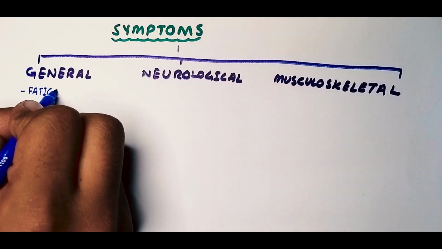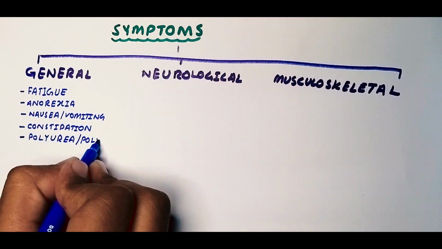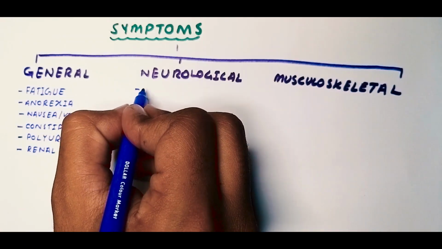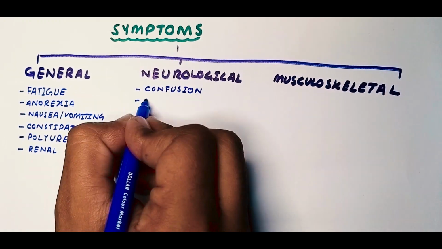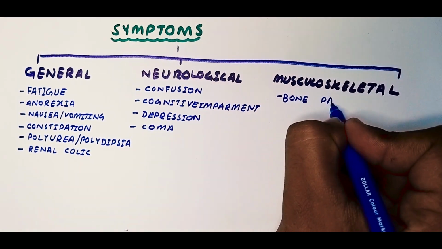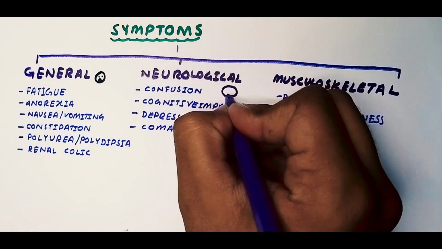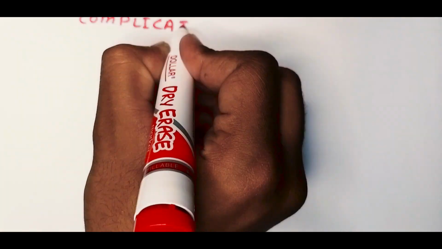The general symptoms are fatigue, anorexia, nausea and vomiting, constipation, polyuria and polydipsia, and renal colic. The neurological symptoms being confusion, cognitive impairment, depression, and even coma. The musculoskeletal effects of hypercalcemia generally manifest as bone pain and muscle weakness. Complications of hypercalcemia can have significant implications.